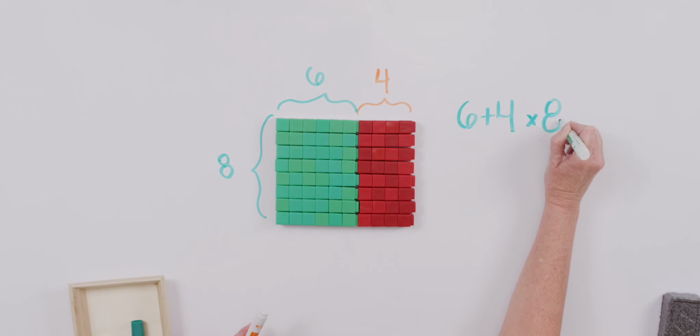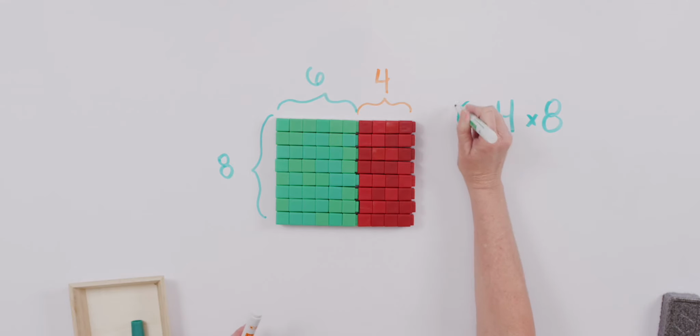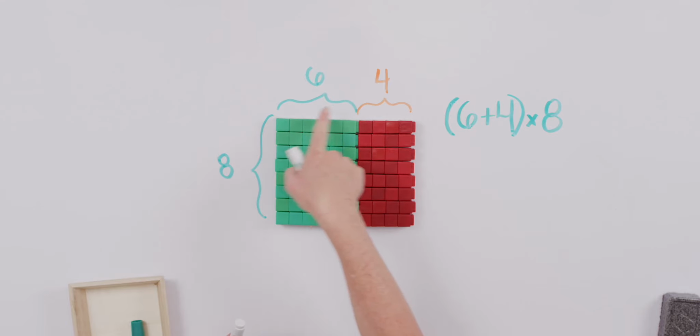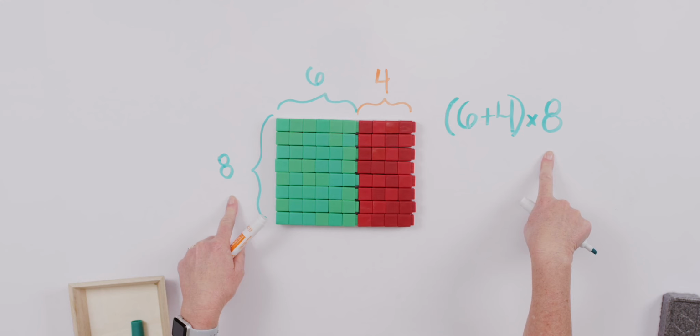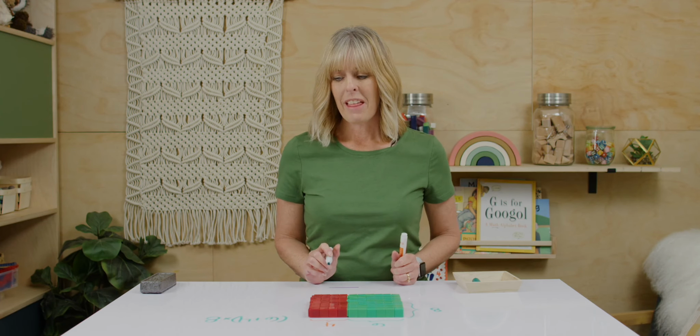Okay. What would be important when I write this expression right here? What do I need to add? My parentheses. We have to remember that these go together. The 6 and the 4 must go together. We can't multiply our 4 by our 8. That wouldn't make sense, right? So make sure you have those parentheses there. Can you think of a different way you could figure out the answer?